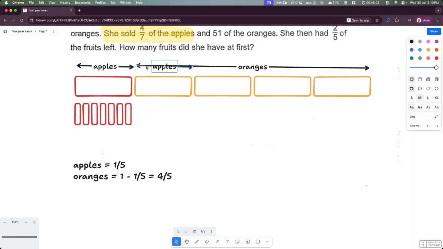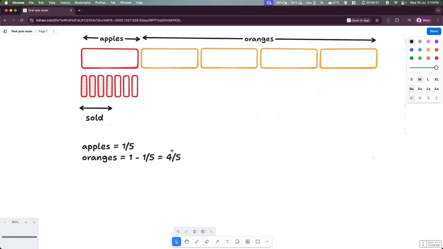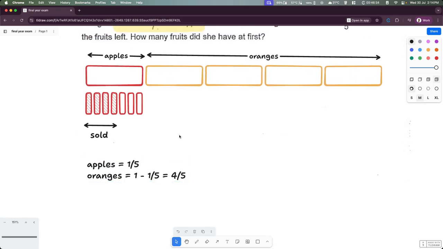And then she sold 4/7. She sold it somewhere here. Maybe this. Let me just put it over here. 4/7 is sold. Let's put it in black. So in this, 4/7 is sold. Let's put it like this. So how do we then represent the whole oranges? Technically, we can make this one rectangle into 7 parts.